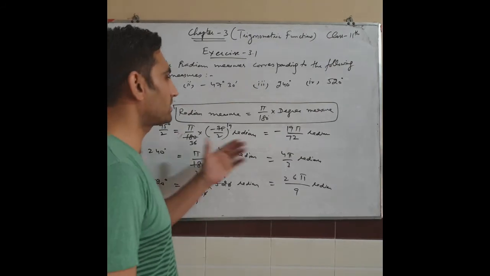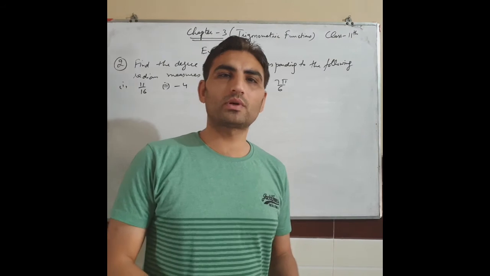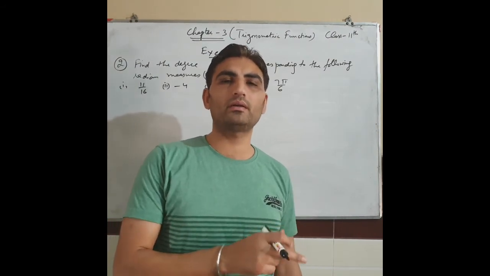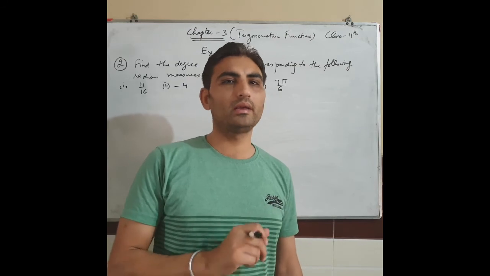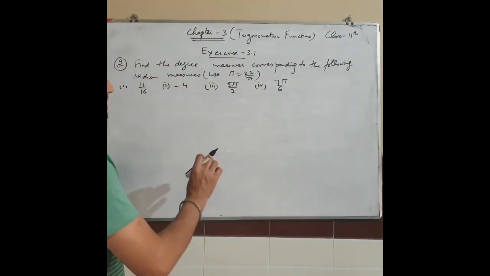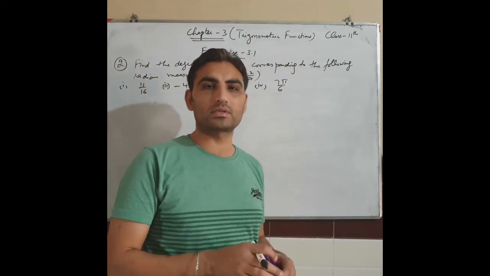But there are some additional calculations we will discuss in the next question, okay. Students, question number 2 is the opposite of question number 1. In question 1, you changed degrees into radians. Now we have to convert radian measure into degree measure, which is a little bit longer procedure comparatively if we compare with question number 1.